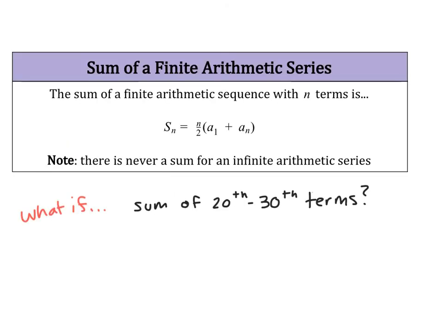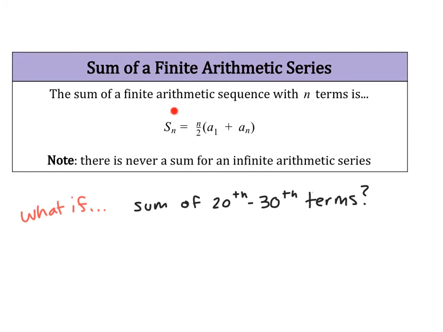Okay, so now we're going to talk about the sum of a finite arithmetic series. So it's essentially taking those terms in the sequence and adding them up, turning it into a series. Note that we're only working with a finite arithmetic series because there will never be a sum for an infinite arithmetic series. We will discover that there are certain types of infinite series that do have sums, but arithmetic series are not one of them.